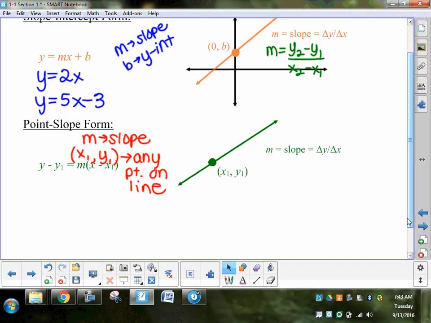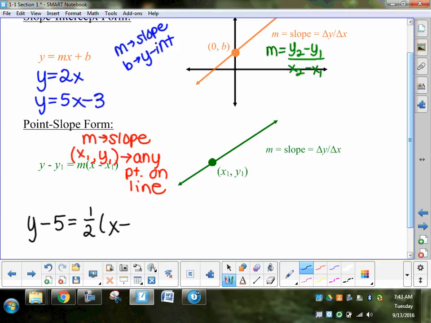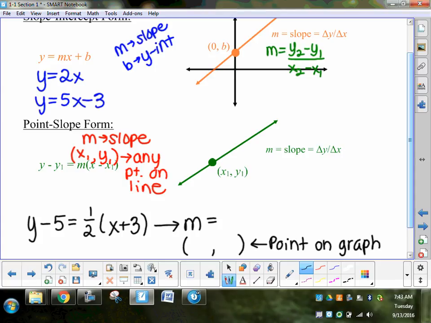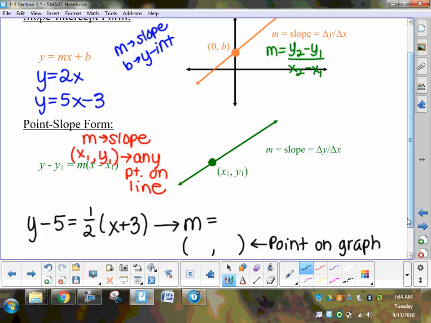An equation in this format would look something like, let's say, y minus 5 is equal to 1/2 times the quantity of x plus 3. If you're given that, let's see if we can identify, looking at what we have here, hands up please if you can tell me what your slope would be, given the equation in this form. Look at what's there. What's your slope going to be?